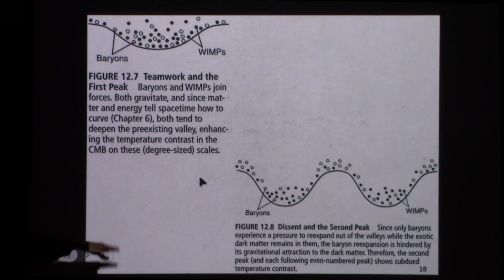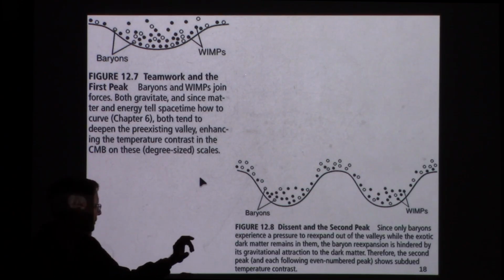And so from your Cosmic Connection book, teamwork in the first peak. Baryons and WIMPs join forces, both gravitate. Since matter and energy tell space-time how to curve, both tend to deepen the pre-existing warp in space-time, density enhancement, enhancing the temperature contrast in the CMB on these degree-size scales.